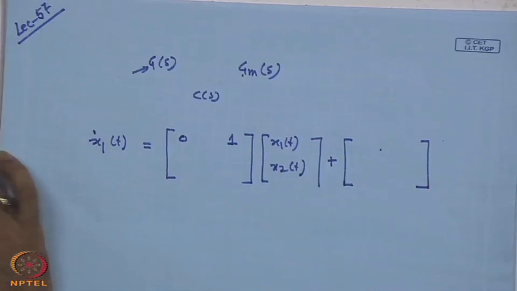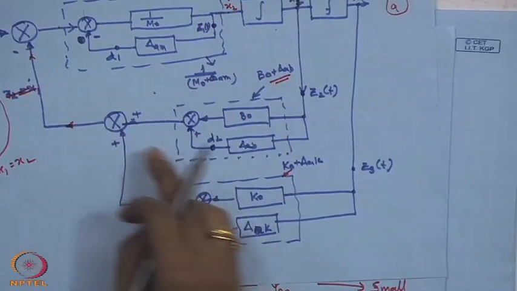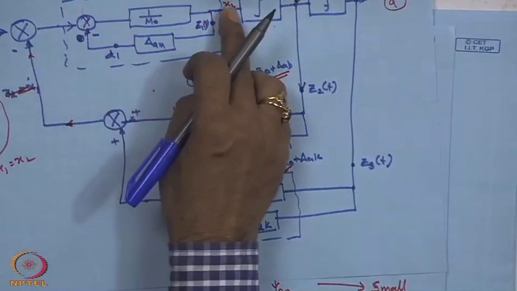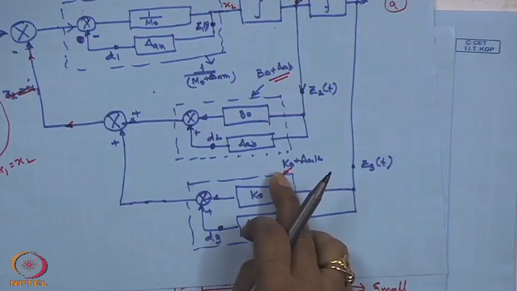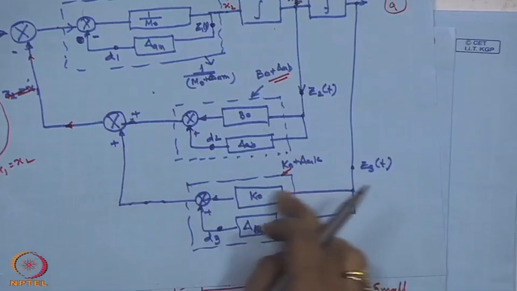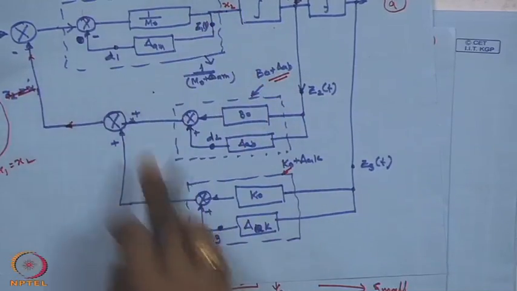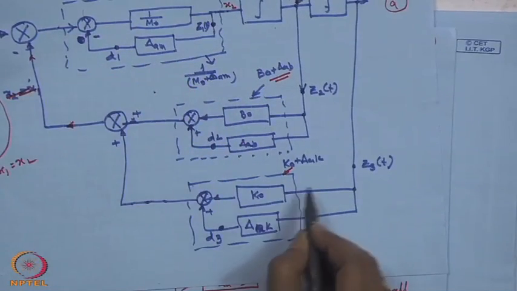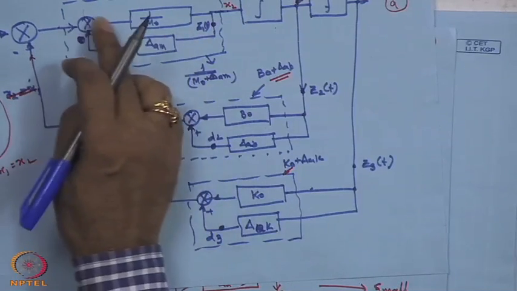Now, x 2 dot. X 2 dot is what? See, x 2 dot, this signal adds together, then this signal passing through this one is x 2. So, if you see x 1 into k 0, this only signal I am considering, x 1 into k 0 going this way, divided by this one, agree? Passing through that 1 by m 0. So, this is going here, coming here, going here, then passing through this block.